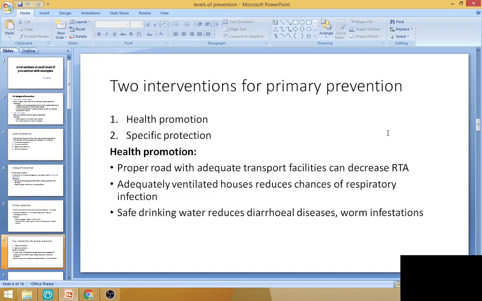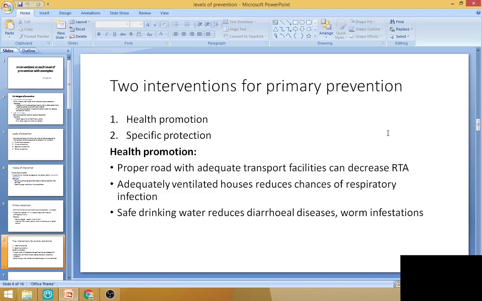Roll number 13, are you there? Yes, ma'am. Respiratory infection is reduced if there is adequate ventilation. Can you name one respiratory infection which has higher chances of spreading among the family members if the ventilation is inadequate? Just like TB. Very good.